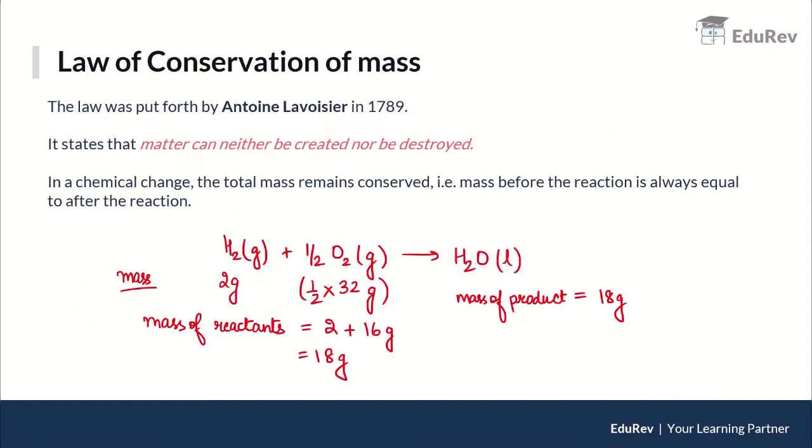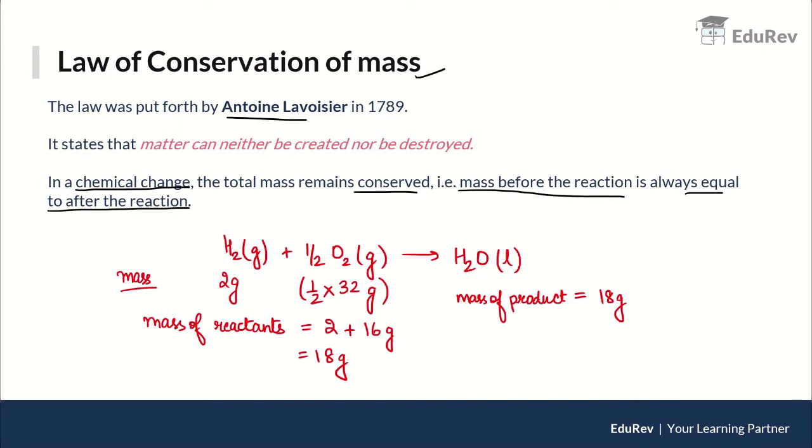The first law is about law of conservation of mass. So this law was put forth by Antoine Lavoisier in 1789. What he said is that matter can neither be created nor be destroyed. What does this mean? In a chemical change, the total mass remains conserved. That is, mass before the reaction is always equal to the mass after the reaction. Let us understand this with an example.